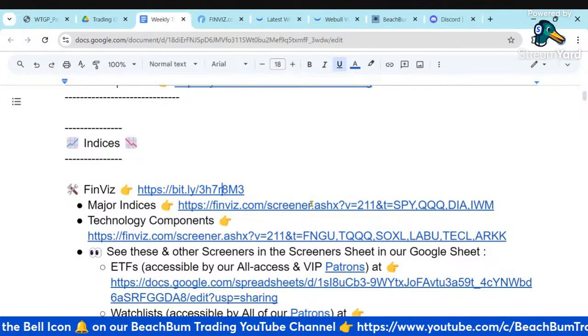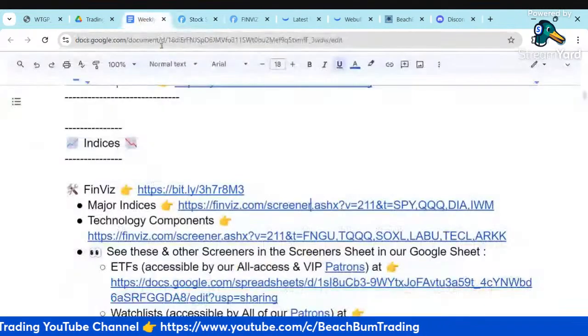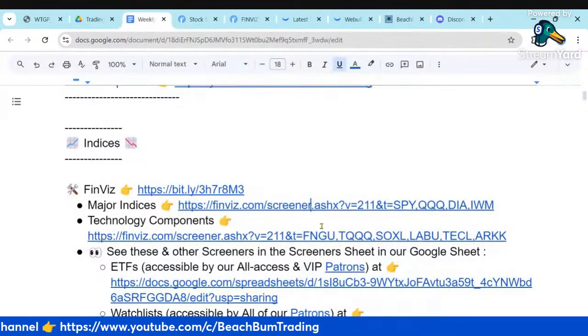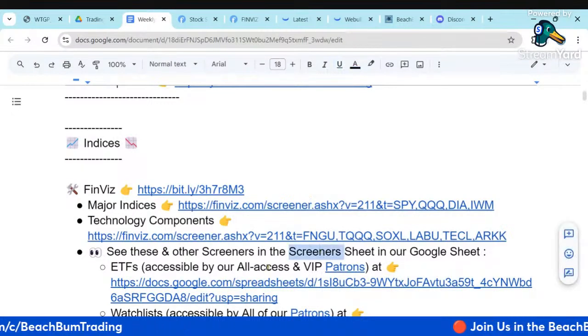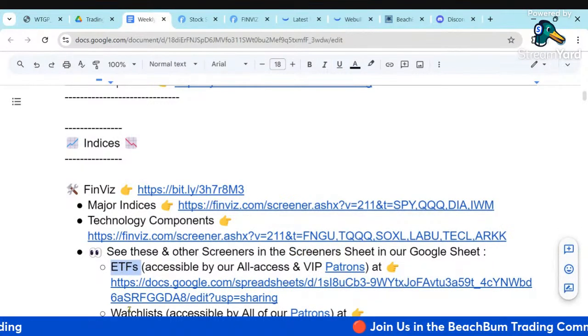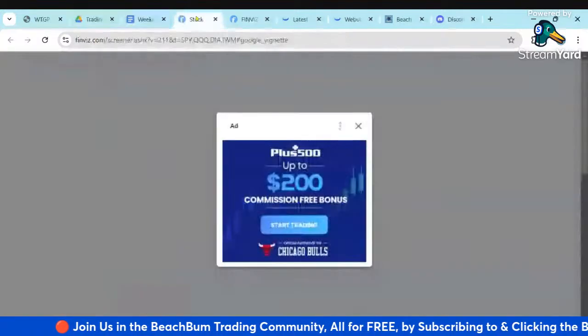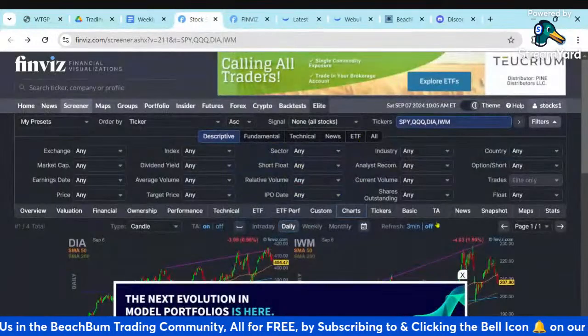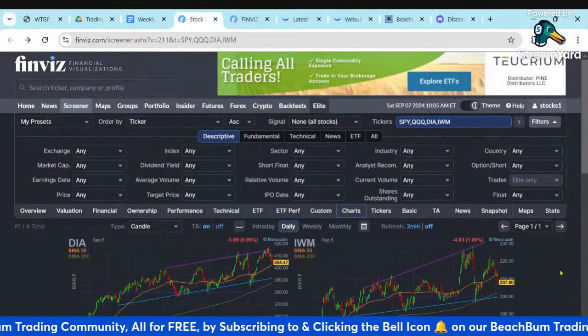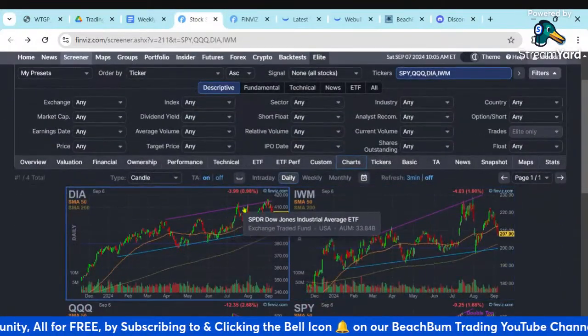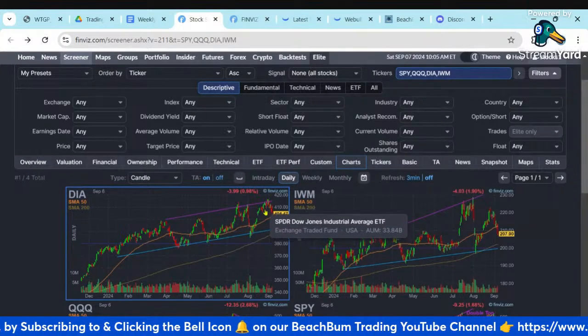Okay, we'll look at a breakdown of the major indices. And just a quick reminder, you can find these screeners in the notes, also in the screener sheet of our ETFs and Watchlist Google Sheets. So you can get a breakdown of all the major indices and the technology components quickly and easily via these screeners.